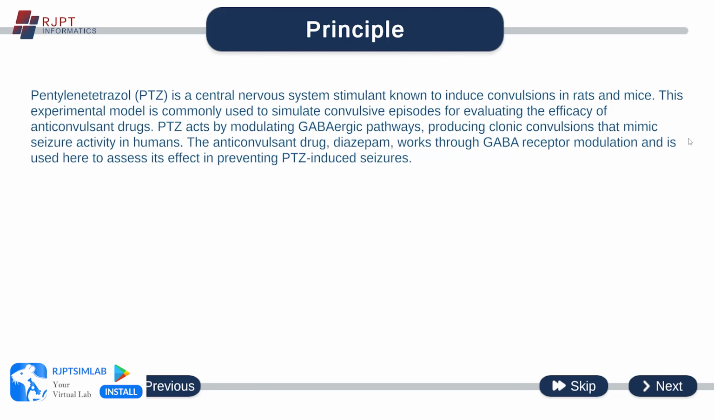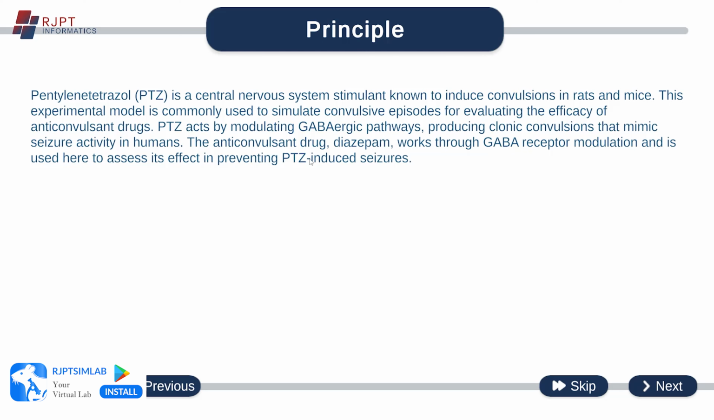The GABAergic pathway starts with the precursor glutamate, which is decarboxylated by the glutamate decarboxylase enzyme to form GABA, gamma-aminobutyric acid. This pathway produces clonic convulsions that mimic seizure activity in humans.